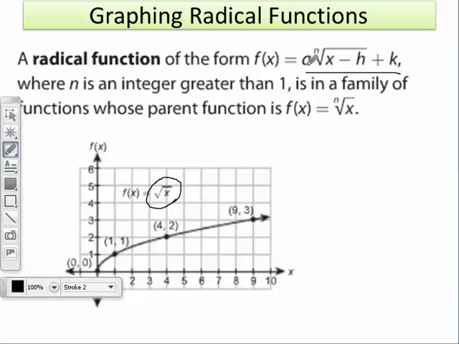What do these things do? Remember, the a is an amplifier. It makes it get bigger or smaller. The h is a shifter, makes it go left and right. And the k is a shifter, making it go up and down. Okay, that's where these three variables come into play and cause changes in the radical equation. So we're going to look at a couple of things.